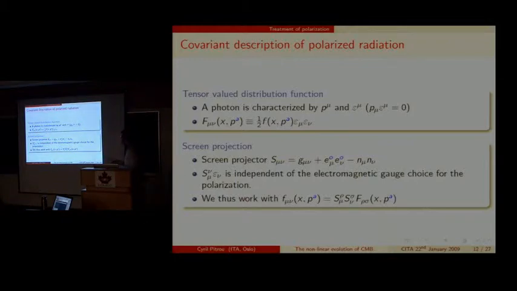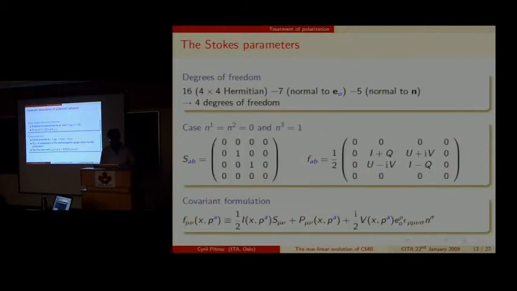And the key point is that if you screen project the polarization vector, then it's no more dependent on the electromagnetic gauge. It's not the gauge for perturbation, it's the electromagnetic gauge. Which means that this naive quantity is still electromagnetic gauge dependent, but this quantity, which consists in taking the previous one and projecting with the screen projector, no longer depends on the electromagnetic gauge choice. So it has all the degrees of freedom, no more, no less. And that's the quantity we're going to work with when we want to describe polarized radiation.